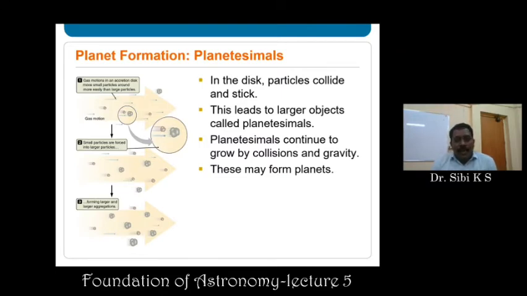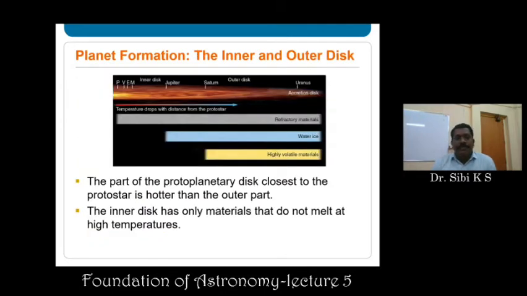In this disk, the particles collide and stick. This leads to larger objects called planetesimals. Planetesimals continue to grow by collision and gravity, and these may form planets.